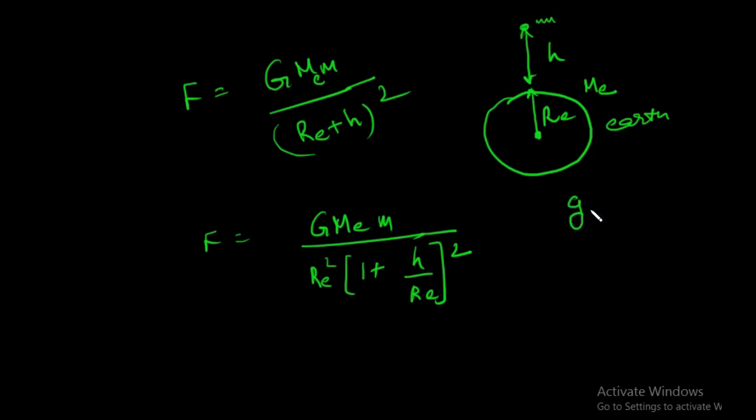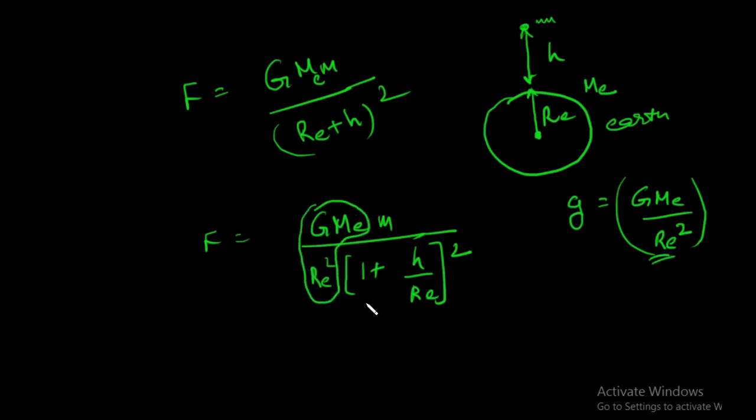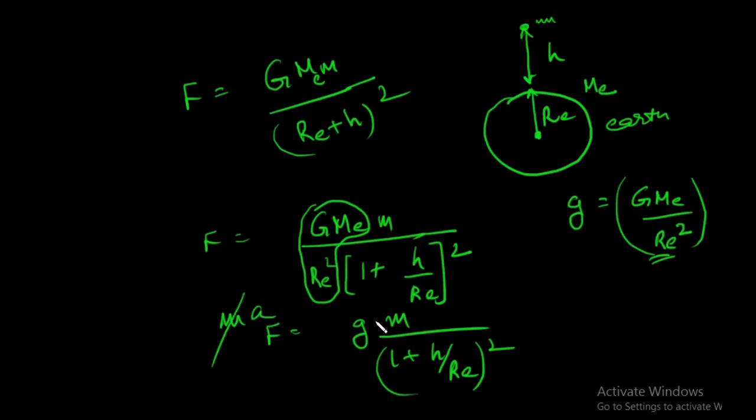The acceleration due to gravity g is written as G Me by Re square. This we all know. So I am taking this term here and writing it as g. So F would be equal to g times m by (1 plus h by Re) whole square. A force would produce an acceleration, this would be equal to mass m times a, m gets cancelled. So acceleration at the height h would be equal to g times, I am taking this expression up, (1 plus h by Re) to the power minus 2.